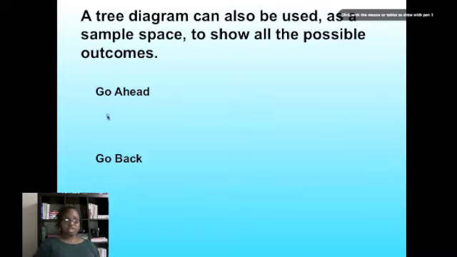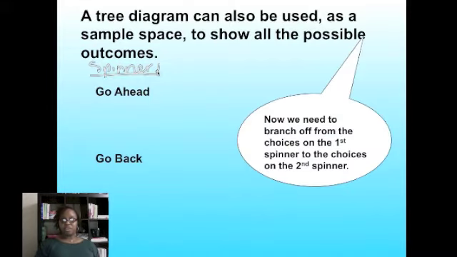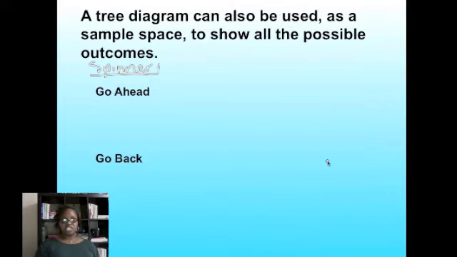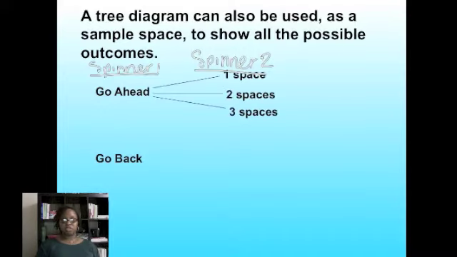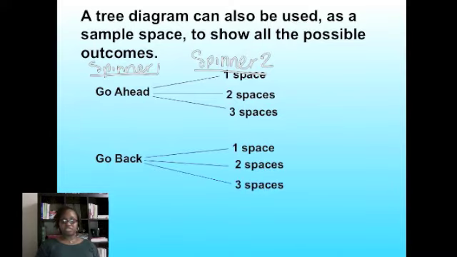So this go ahead or go back is spinner 1. And then we want to consider what we would get on the second spinner. So we need to branch off from the choices for the first spinner to the choices for the second spinner. We've got spinner 1 here. Now we need to branch off for spinner 2, branch off as in branches of a tree. We could land on go ahead one space, go ahead 2, or go ahead 3. If we land on go back on the first spinner, we could go back one space, two spaces, or three spaces.